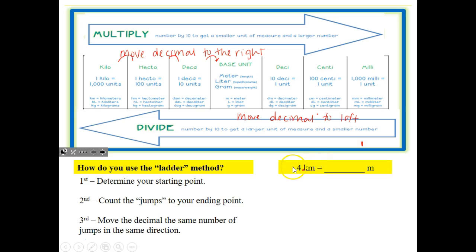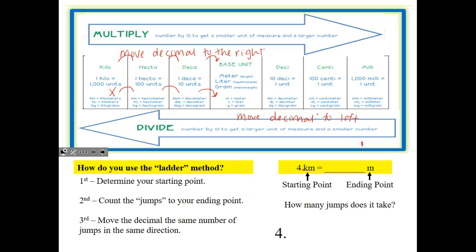So if we have this example, 4 kilometers equals X meters. We're starting over here at kilometers, right? So we're going to be going to a smaller unit, okay? And we're going to have to jump 1, 2, 3 times, okay? So we're starting at 4 kilometers. We're moving the decimal place to the right, okay? How many jumps does it take? We just said it takes 3.